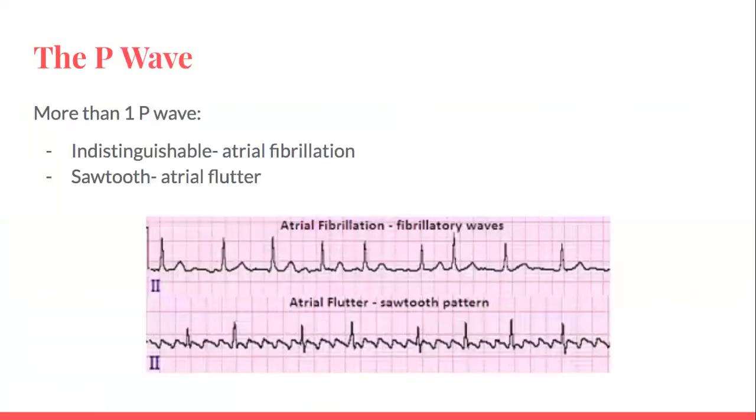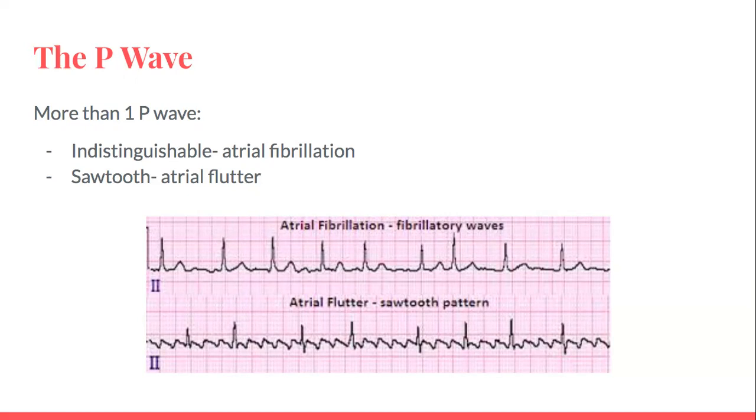Next, we look at the P wave. We want to look, as I said, to make sure that there's one P wave for every QRS complex. There are 2 abnormalities when we have multiple P waves. What that represents is that the atrium are contracting and the SA node is firing too quickly and more often than your AV node.